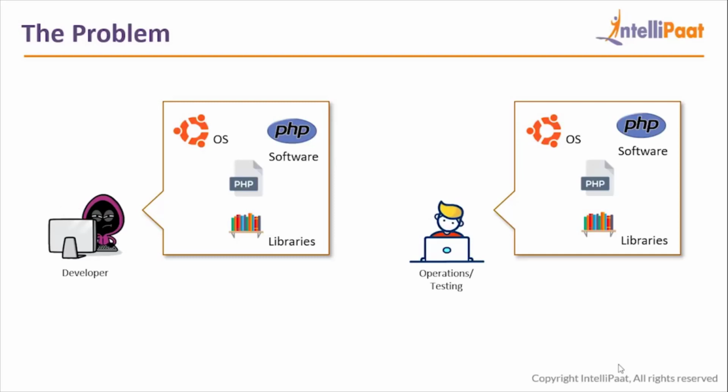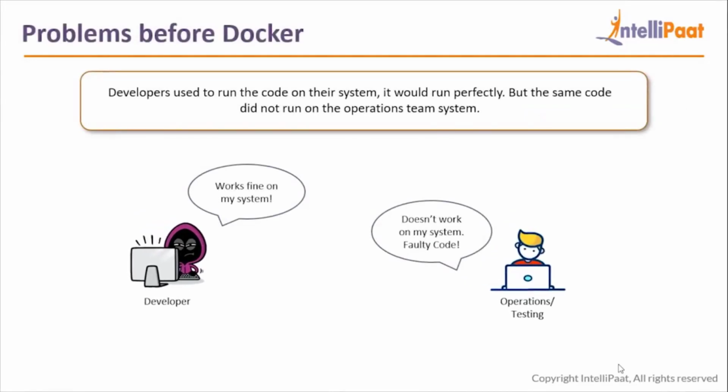So this ops guy has to have the exact same version so as to make the file work of the developer, right? Now he tried his best possible judgment in it and he installed the PHP software. He installed the libraries, he installed the OS, but still the problem was the ops guy couldn't make the file run. And he came to a conclusion that the code is faulty.